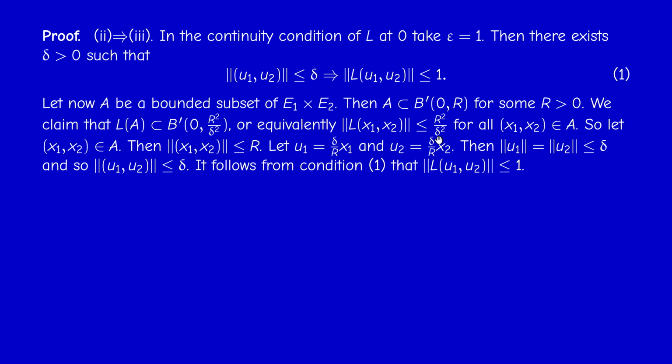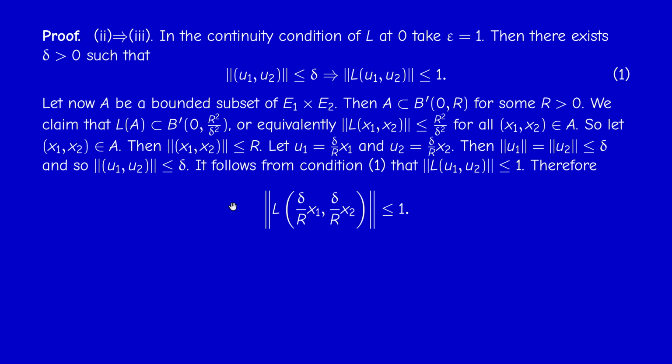And now I replace (U1, U2) by their values. So I get the norm of L of (delta over R x1, delta over R x2) is less than 1. And now I use the linearity of L, or precisely the homogeneity of L, because if I fix the second variable, I can put the first delta over R outside L because it's linear in the first variable. And then I do the same thing with respect to the second variable. So I can put the other delta over R outside L. So I get delta over R times itself. And this is a constant, a scalar, so I can put it outside the norm. So here I'm using the homogeneity of L and the homogeneity of the norm.